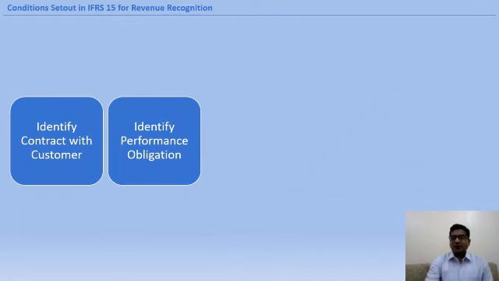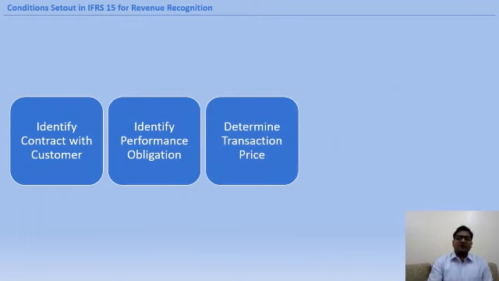The next is determination of the transaction price. The transaction price could be a fixed sum which is agreed upon in a contract, or it could be a variable consideration which depends on the performance of the contract. If variable consideration is agreed upon, then revenue recognition is usually done based on the expected value method or the most probable method. Let me explain the most probable method first.